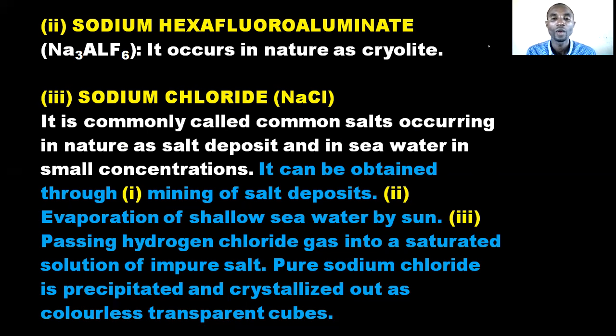By the sun, we can get it. We can also get it by passing hydrogen chloride gas into a saturated solution of impure salt. Then the pure sodium chloride is precipitated and crystallized out as colorless transparent cubes.